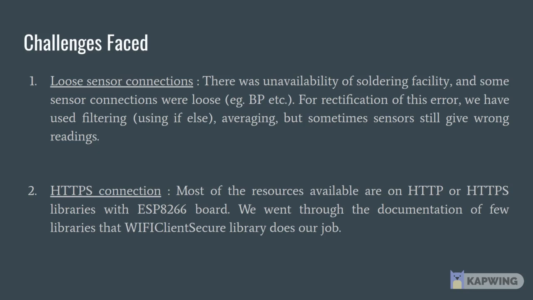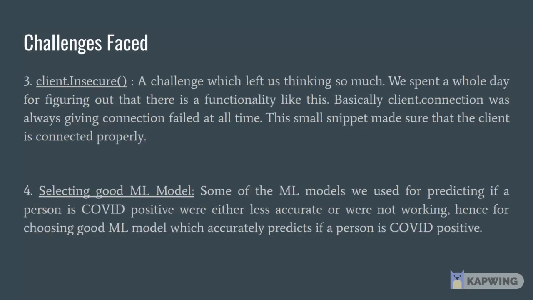Some of the challenges that we faced were loose connections to the sensors, because of which we had to use various error rectification techniques such as averaging, filtering, etc. But still, some sensors like BP were giving wrong readings even after that. Another problem we faced was to establish HTTPS connections on different endpoints, for example, from the sensor device to oneM2M or from the backend to the front end, etc.